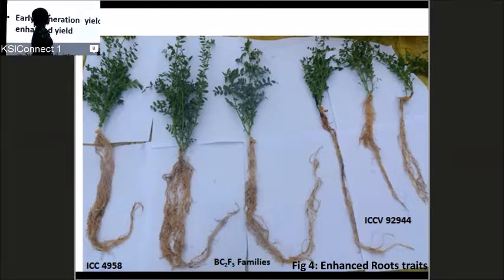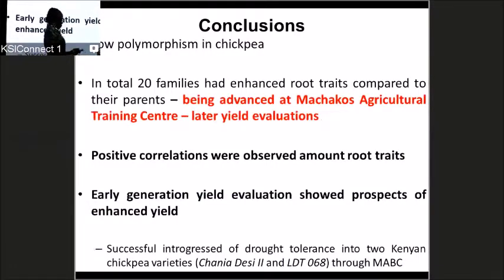In terms of conclusion, from the SSR and the SNP markers that were used, there was low polymorphism in chickpea. And there is a lot of research by several researchers to improve this, maybe by using wild relatives to come up with high polymorphism in chickpea lines.